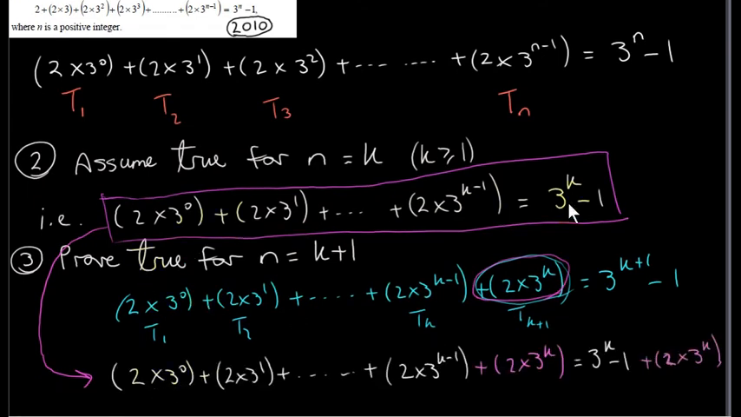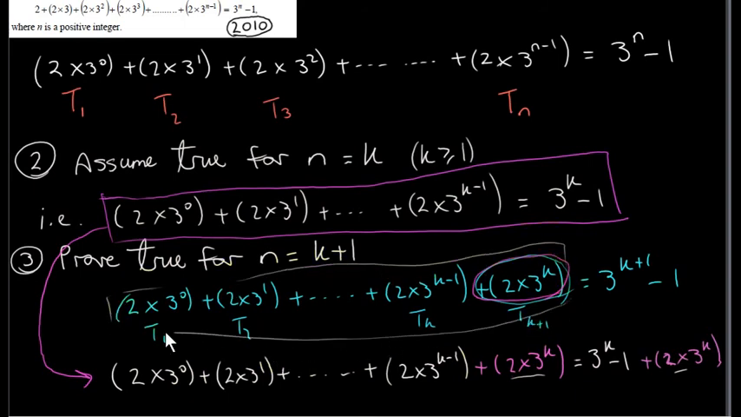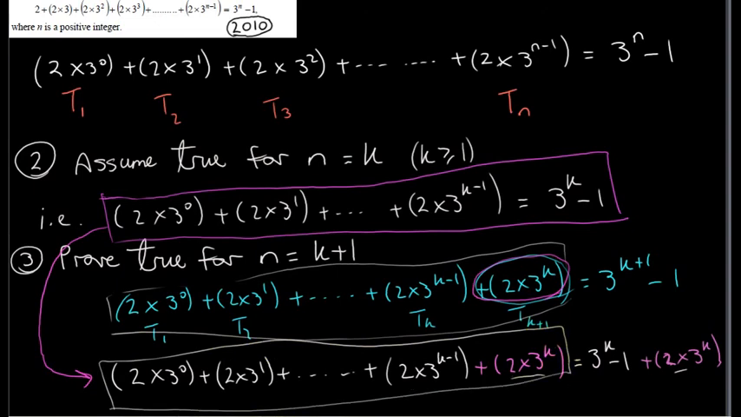So here is the assumption statement written down again, and all I've done is add 2 times 3 to the power of k onto both sides. So I haven't changed anything. I'm adding the same thing onto both sides of this statement here. Now you can see that the left hand side will equal the left hand side of what we're trying to prove. So it remains to show that the right hand sides are the same. So we need to show that all of this here equals this here, and then we're done.